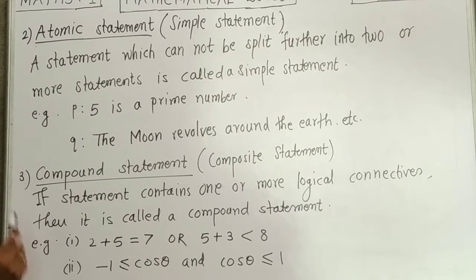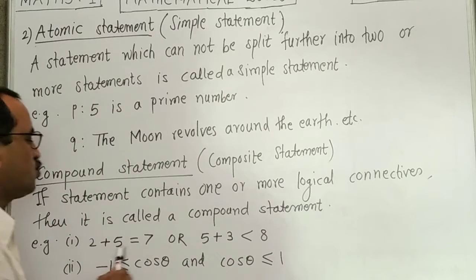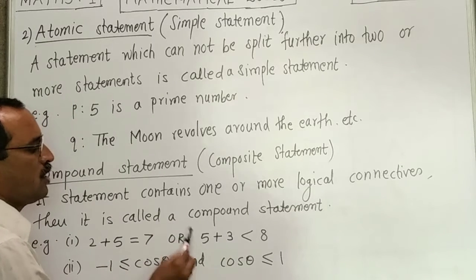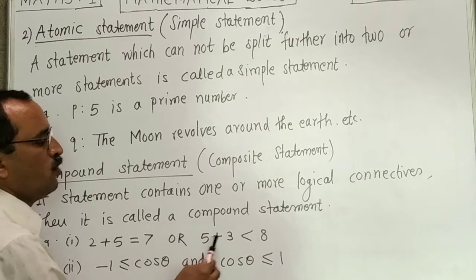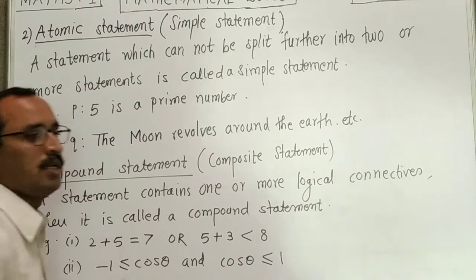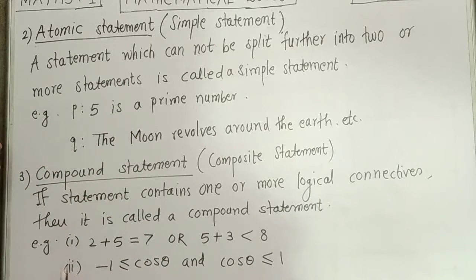For example here, 2 plus 5 is equal to 7. This is a simple statement. And second simple statement is 5 plus 3 less than 8. These two simple statements are connected by logical connective OR. So we get the statement 2 plus 5 is equal to 7 or 5 plus 3 less than 8. This statement is called compound statement.